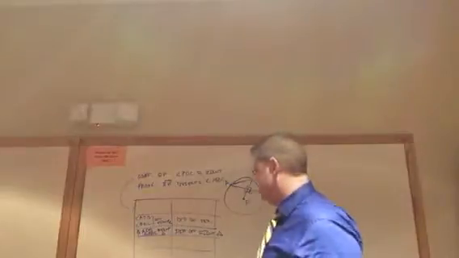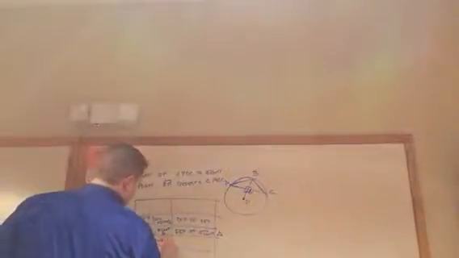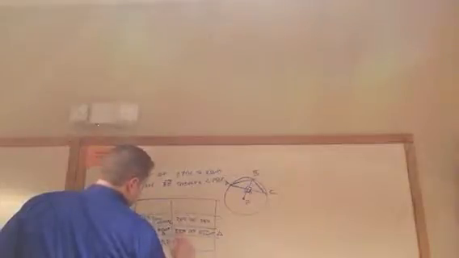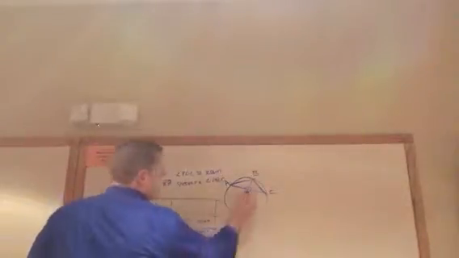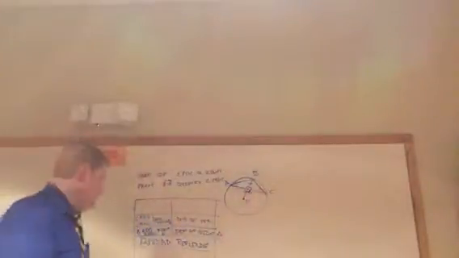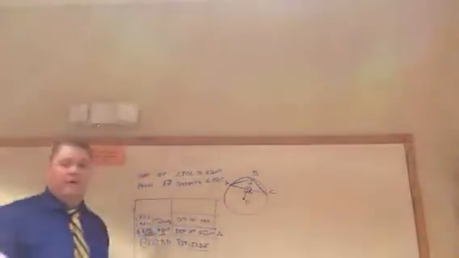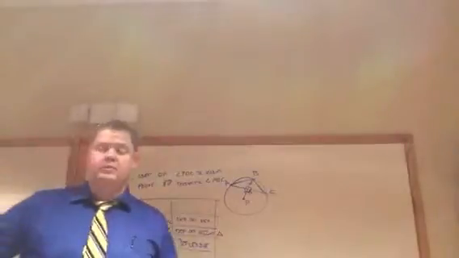So, what else do we need? Well, we do know that BD is in both triangles, reflexive. And that is a leg, right? Everybody follow that? Everybody's good?